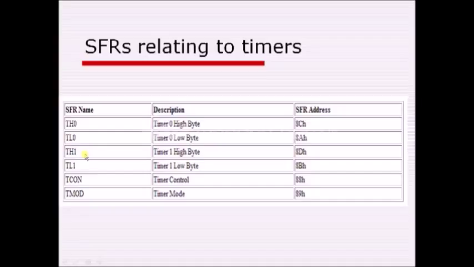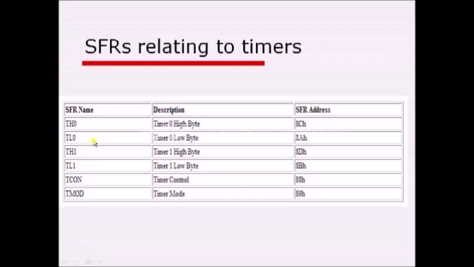As timer 0 is a 16-bit register, it has two parts: one is TL0 and the other one is TH0. And as timer 1 is also a 16-bit register, it has two parts: the lower byte TL1 and then TH1. These are the registers which are basically used for holding the values.